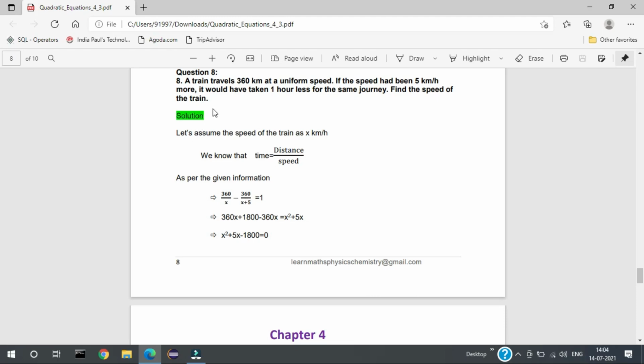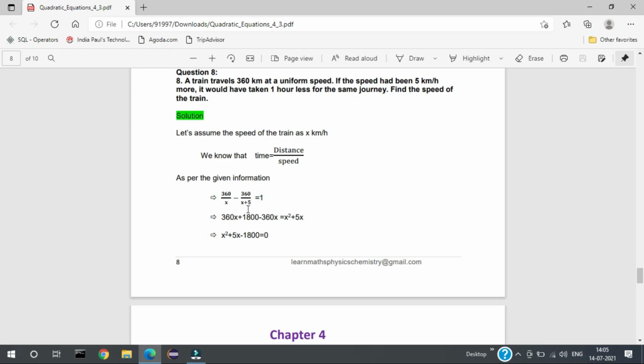Coming to the solution. Let's assume the speed of the train as x km per hour. We know that time equals distance by speed, that is, speed equals distance by time, and time equals distance by speed. So as per the given information, 360 by x minus 360 by x plus 5 equals 1.